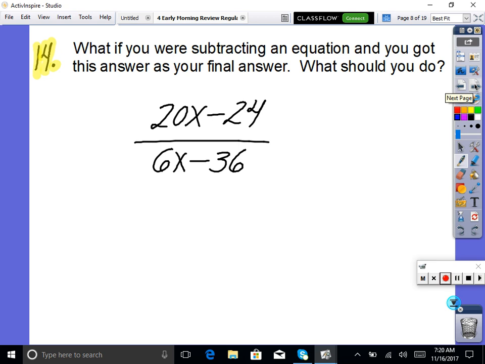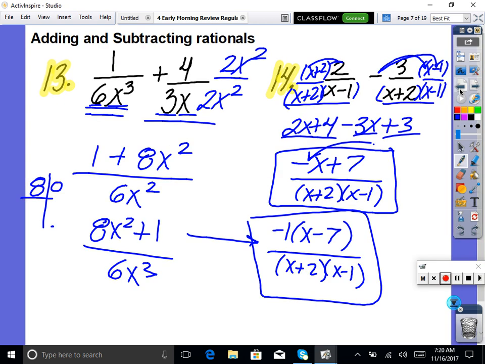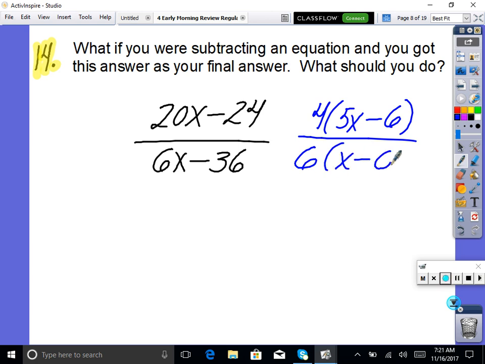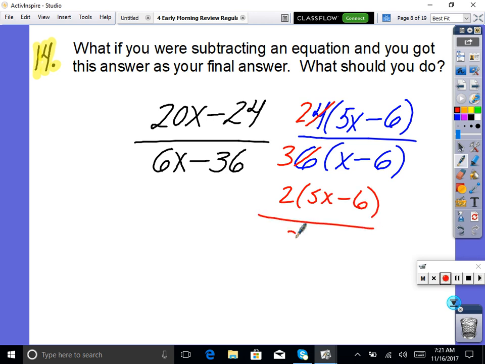Okay, what is your final answer? Let's say we were adding or subtracting like in this problem, for example, and you got this as a final answer. How do we simplify? Factor and divide out exact factors, correct? So what would I pull out on top? Looks like a 4, then left is 5x minus 6, and then on bottom I pull out a 6, and left is x minus 6, right? Look, 4 and 6 simplify, so we better simplify those. They both divide by 2. 2 over 3, that's it. So we'd say 2 times 5x minus 6 over 3 times x minus 6. So just make sure when you get to your final answer to factor and divide out exact factors.